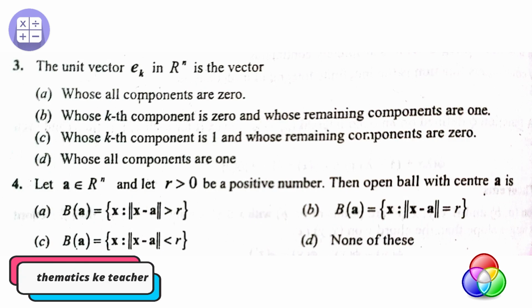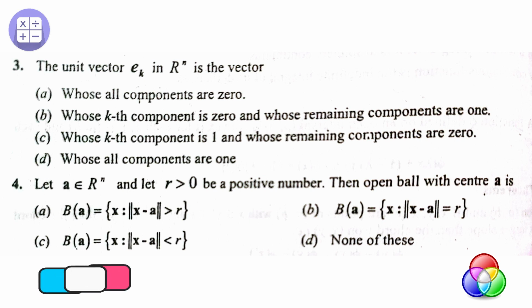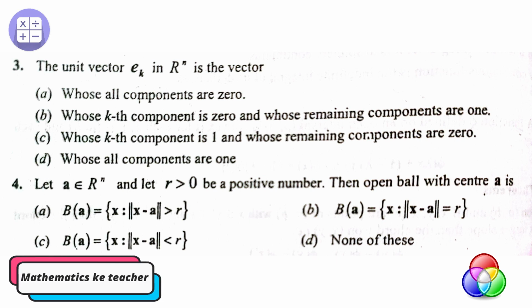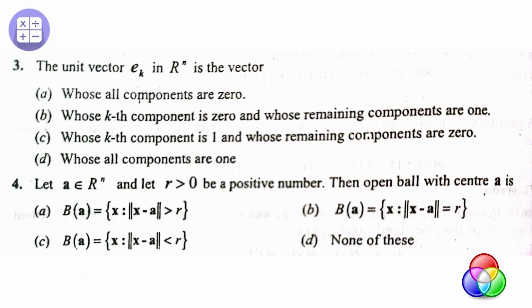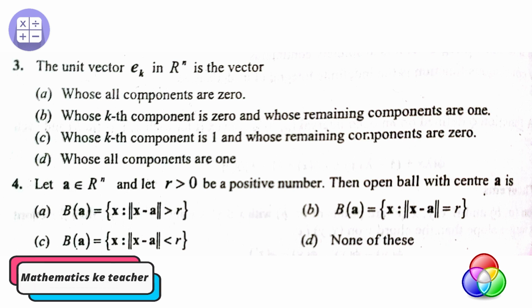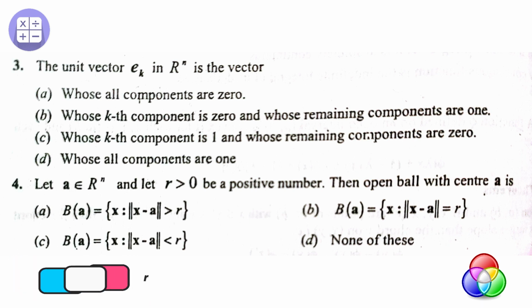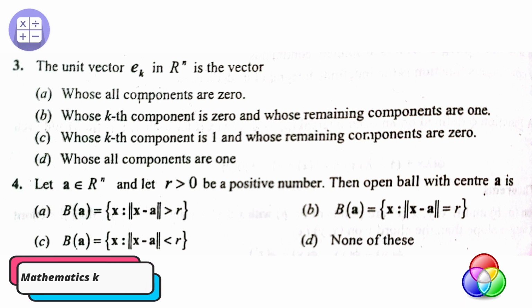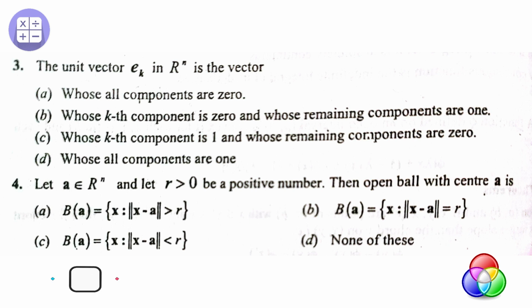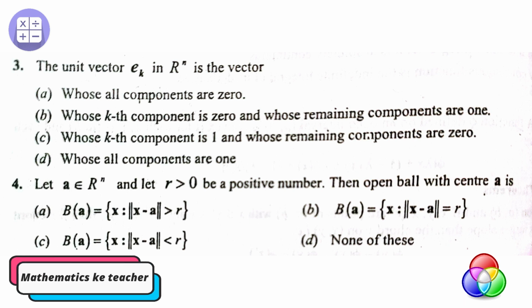Number 3. Unit vector ek in R^n is the vector: A, whose all components are 0. B, whose kth component is 0 and remaining components are 1. C, whose kth component is 1 and remaining components are 0. D, whose all components are 1. Correct option is C.